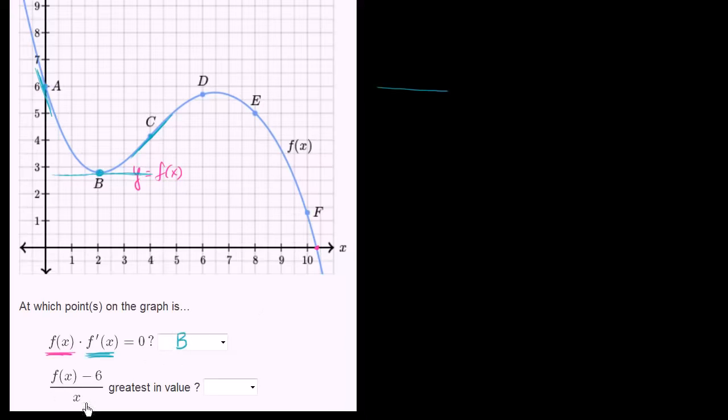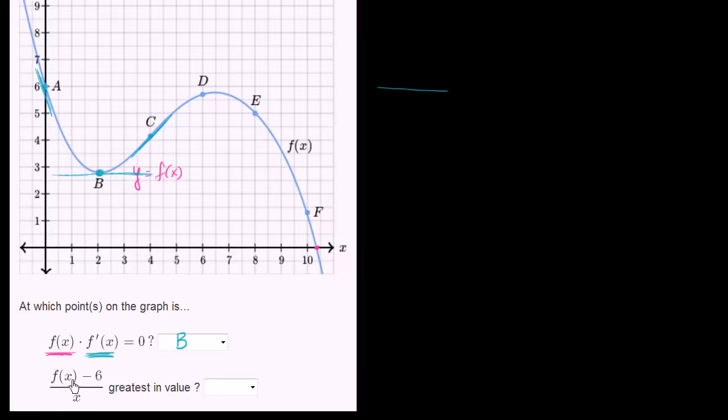And then they have this kind of crazy, wacky expression here, f of x minus 6 over x. When is that greatest in value? And we have to interpret this. We have to think about what f of x minus 6 over x actually means. And whenever I see expressions like this, especially if I'm taking a differential calculus class, I would say, well, this looks kind of like finding the slope of a secant line.